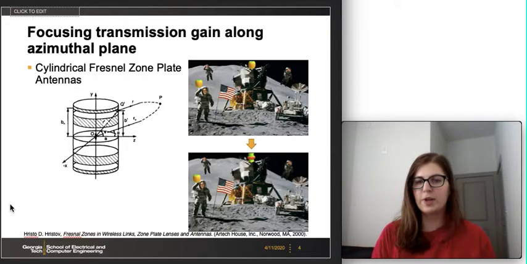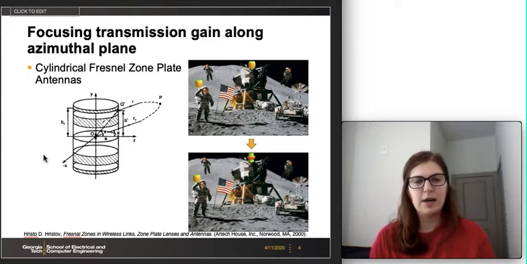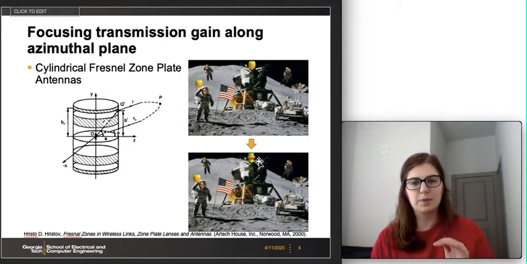So the first way that we can control the focus, the gain of the transmission antenna is by focusing gain along the azimuthal plane. And I found that a good way to do this through my literature review was using a cylindrical Fresnel zone plate antenna. So you have the depiction of the cylindrical Fresnel zone plate antenna here, and what it does is it squashes the beam along the azimuthal plane so it's not losing radiation to space or to the moon.